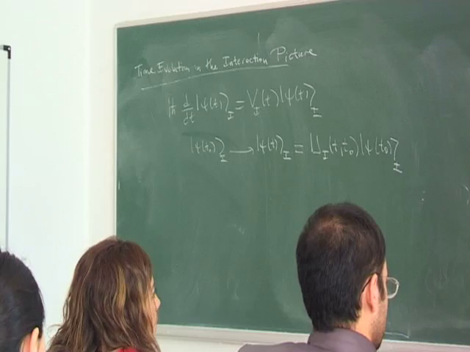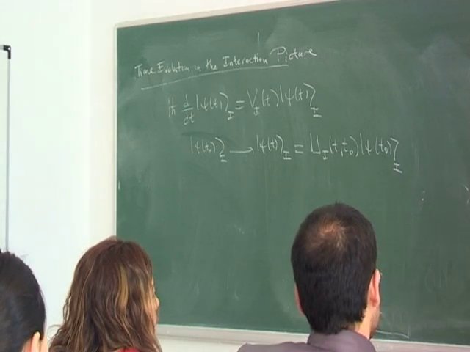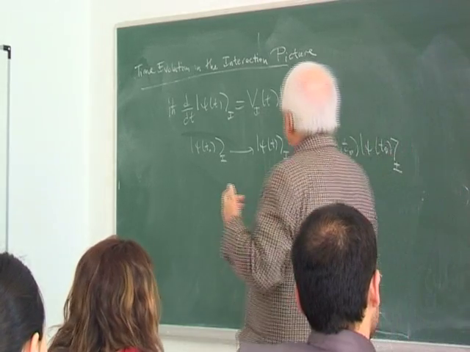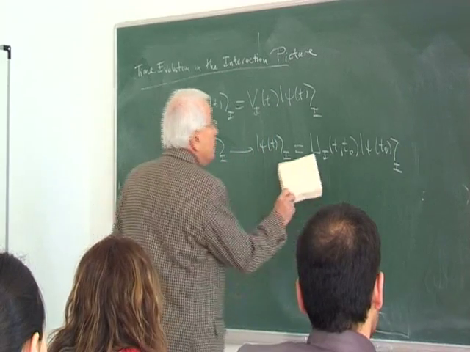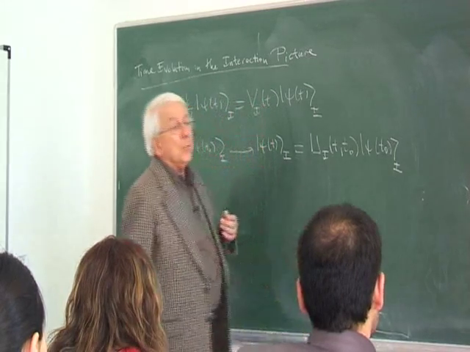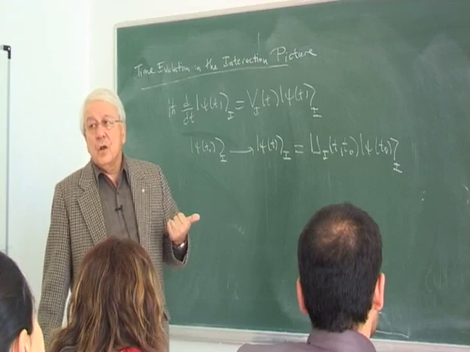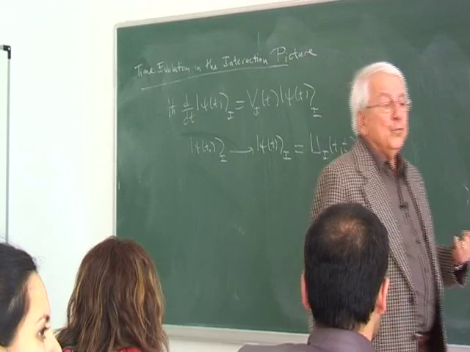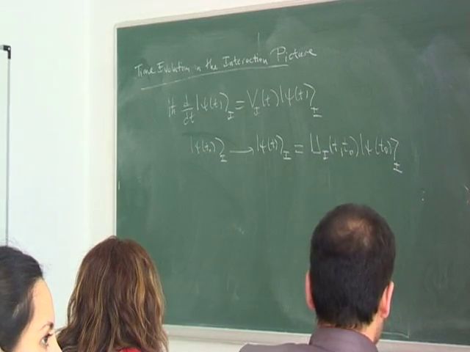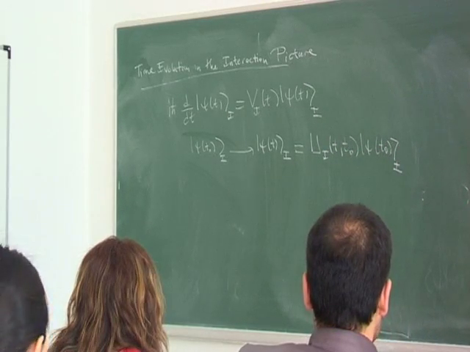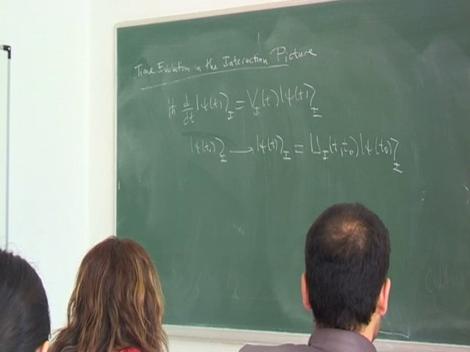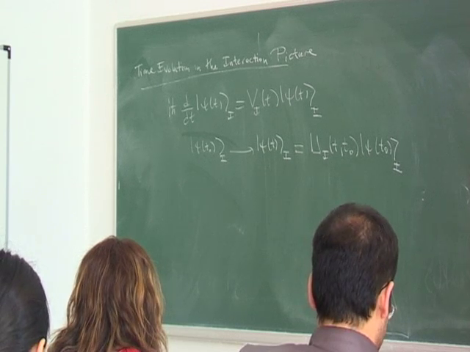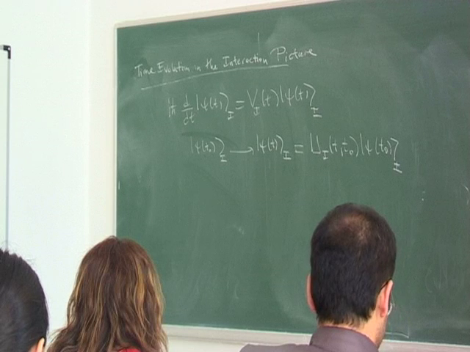However, there are some subtleties here. The reason is that, for instance, in the definition of the operator, there's H zero only, but there are V's to describe the full physics in the Hamiltonian. Therefore, we have to be a little more careful in this case as compared to the Schrödinger picture case.